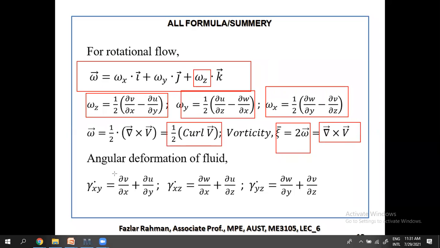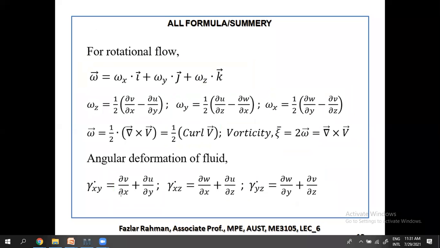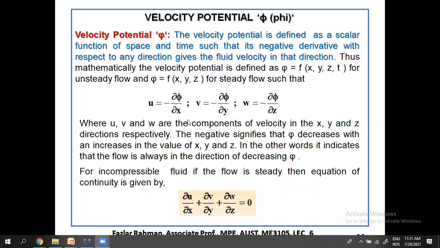And angular deformation is this one in xz plane, this one in yz plane. So this is the formula we have summarized. Now we need to know two things. Actually, how all the software, ANSYS, FEMAP, SolidWorks might have some, you can do a little bit of simulation.